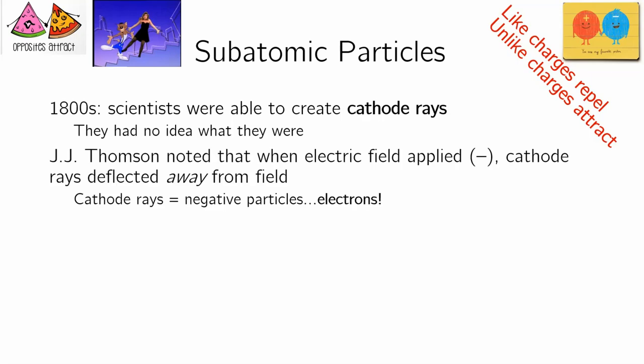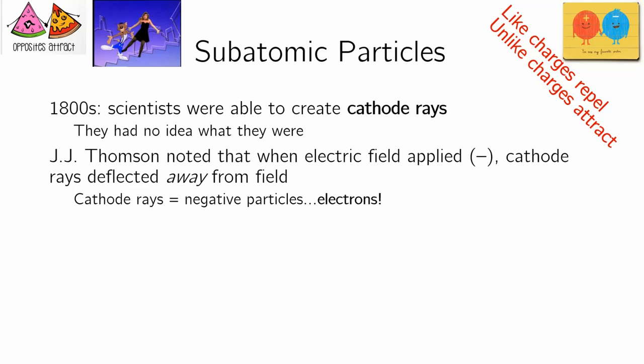As we advanced and chemistry became its own field, and broke away from physics, subatomic particles were actually discovered. So the atom is not as indivisible as we thought it was. Okay. These cathode rays had been discovered, and they didn't know what they were. But a scientist by the name of J.J. Thomson noted that when an electric field is applied, cathode rays deflect away from the field.